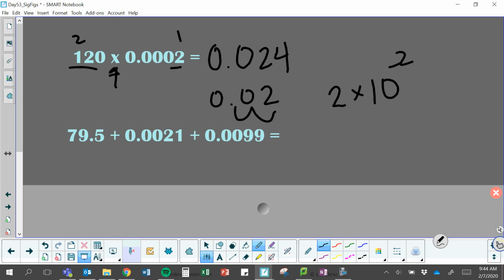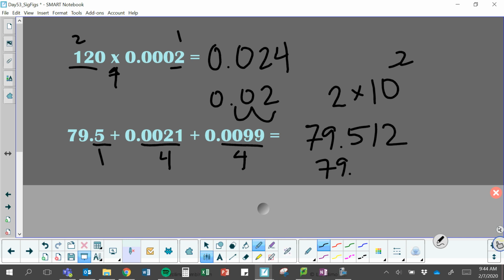This next problem, we're doing addition only. So because of that, we are just using the number after the decimal place. So if we line all those up, we will get 79.512. This has four numbers, one number after the decimal. So our answer will only have one. So we'll have 79.5.